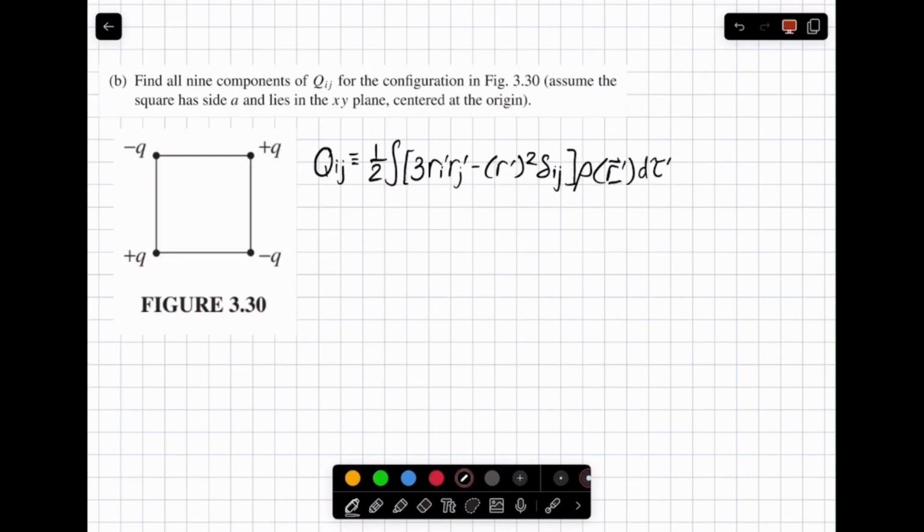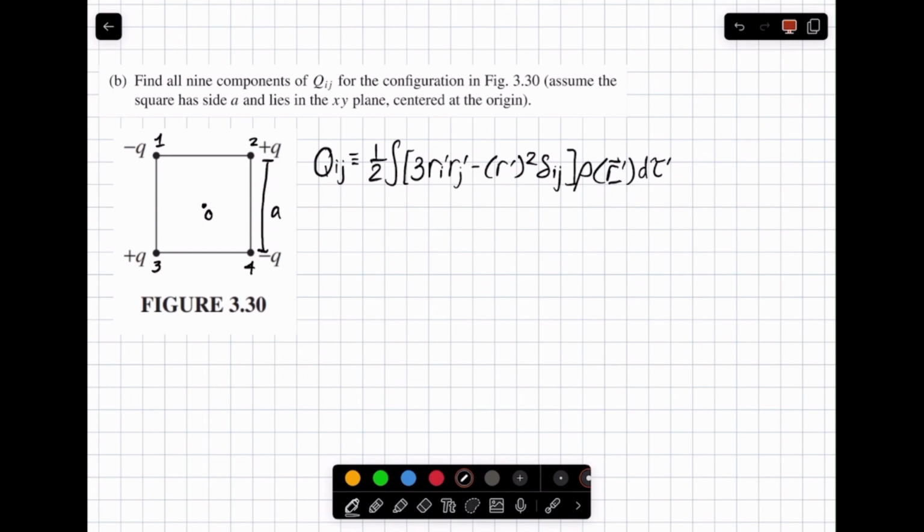Part B states, find all 9 components of Qij for the configuration in figure 330. Assume the square has sides A, lies on the xy plane, centered at the origin. So I brought the figure in here. We have the origin here, and we have side length A, and it lies on the xy plane. I'm going to number these points, and that'll be helpful later.